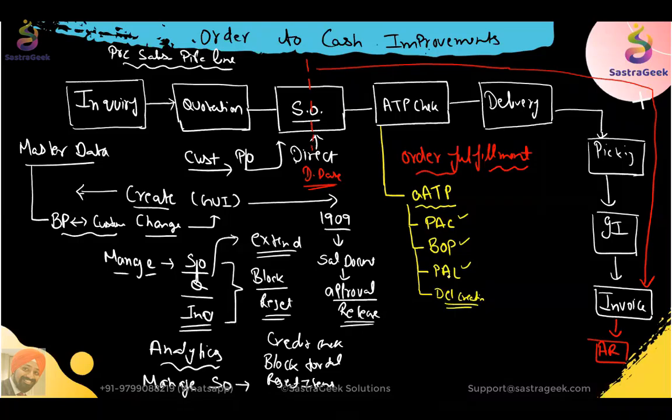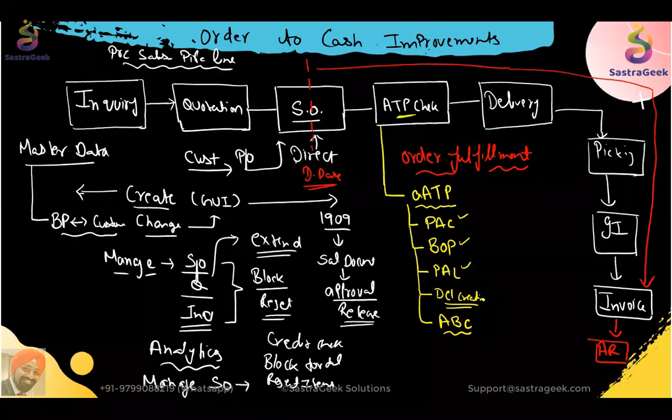So that is the additional functionality which has been given. It is not like that it was not available earlier. Earlier, only the ATP check was available. Now, apart from delivery creation, from 1809 version, you also have ABC, alternate base confirmation. So all these things have been improved.